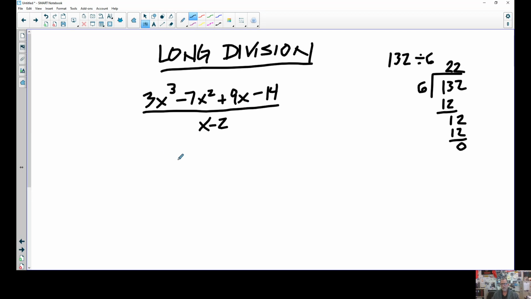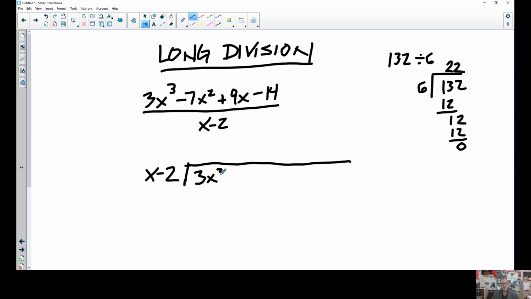We can do the same thing here. I'm dividing by x minus 2. So I'm going to put x minus 2, and then I'm going to make a really horrible division symbol. Now I'm going to try that again. That division symbol should be a little flatter. Oh, it's still not working. The horizontal lines on the tablet are not my strong point.